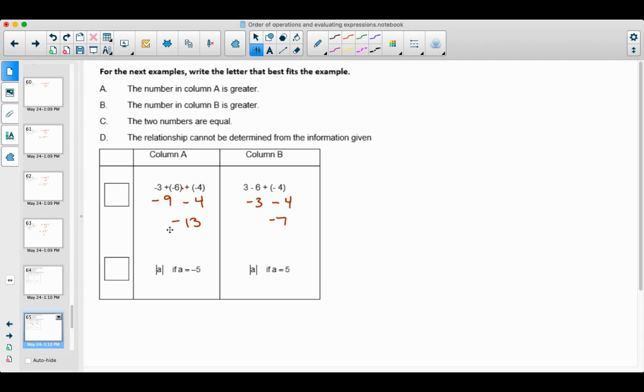So now I look at the letters up here. The number in column A is greater. Is negative 13 greater than negative 7? It is not, so we know it's not that one. Then we go on to B. The number in column B is greater. Is negative 7 greater than negative 13? It is. So what I'm going to do now is put letter B in that first box. Okay. Go ahead and try the next one here.